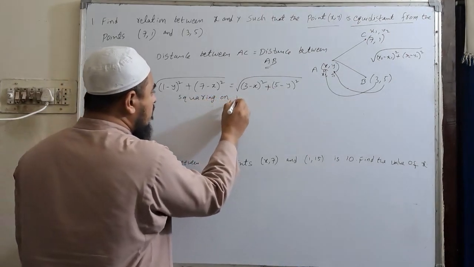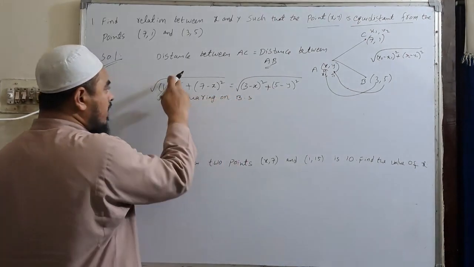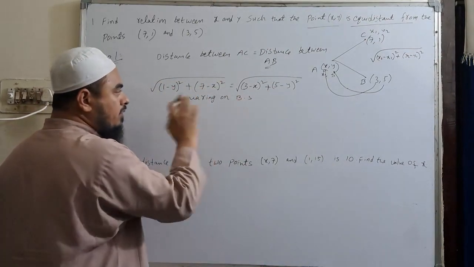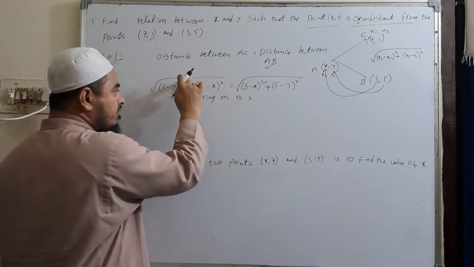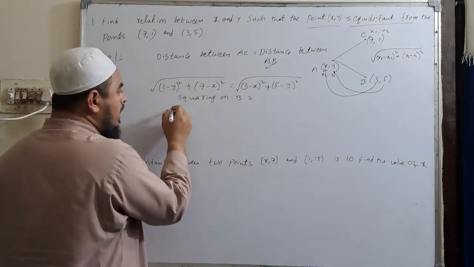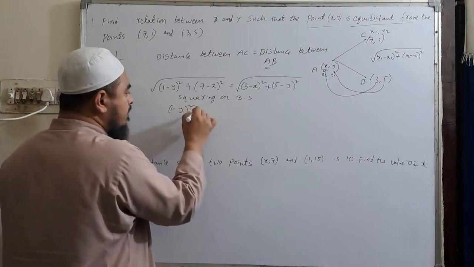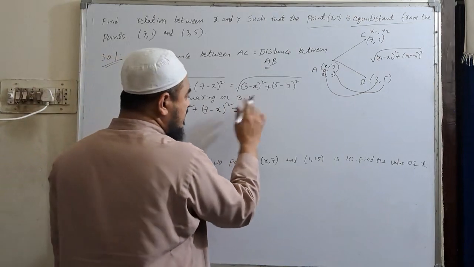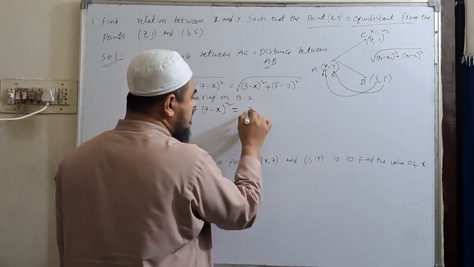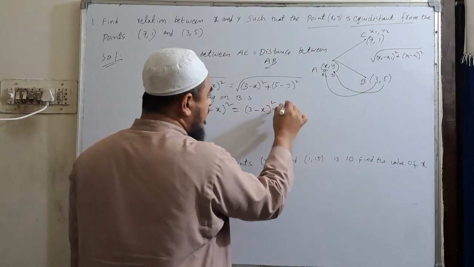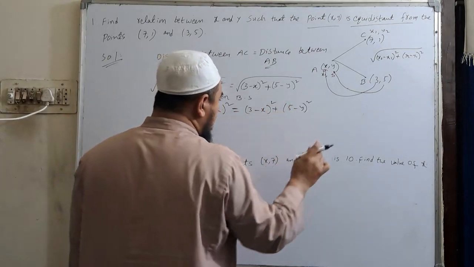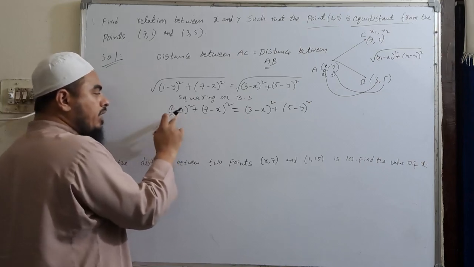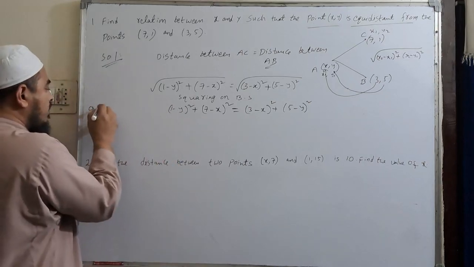Now you are going to do squaring on both sides. When we square on both sides, the square root on the left hand side and right hand side will get cancelled, and we have only (1 minus y) whole square plus (7 minus x) whole square on the left, equal to (3 minus x) whole square plus (5 minus y) whole square on the right hand side. Now here we have the (a minus b) whole square formula that you have to use. You have to remember this formula.